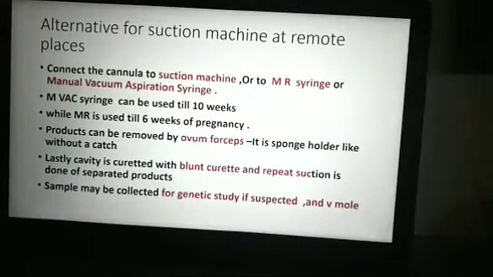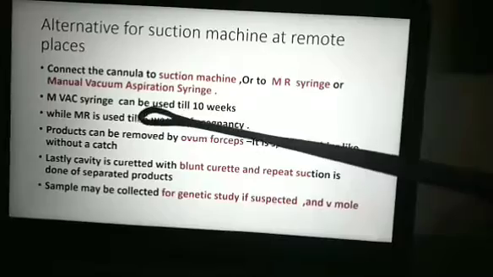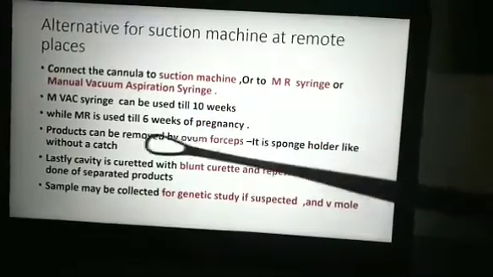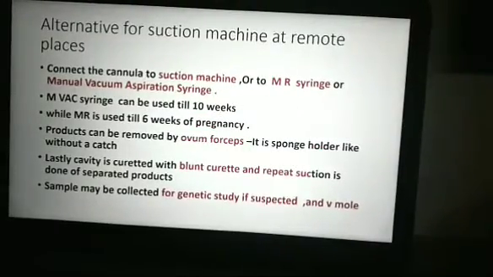After removing the products, lastly the cavity is curetted with a blunt curette. So this is the blunt part of the curette. The cavity is curetted, and lastly the samples can be sent for genetic study or histopathological examination in cases of vesicular mole.